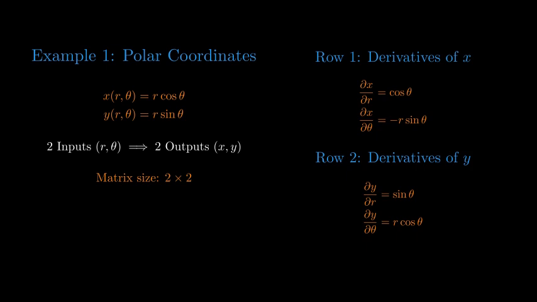Therefore, our Jacobian matrix is a 2 by 2 matrix with the first row containing the cosine of theta and negative r times the sine of theta, and the second row containing the sine of theta and r times the cosine of theta.